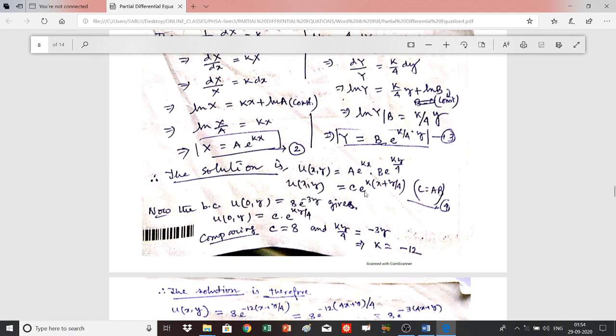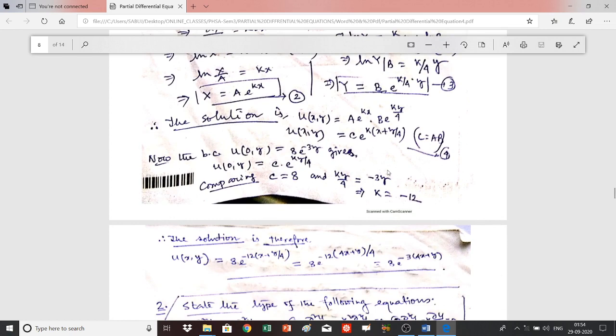Now from this equation you can write u(x, 0) is 0 here, so u(0, y) is equal to c e to the power ky by 4, since x is 0 here. Now compare this relation with this relation. You can easily understand that c is equal to 8, and ky by 4 is equal to minus 3y, and from here k is equal to minus 4.